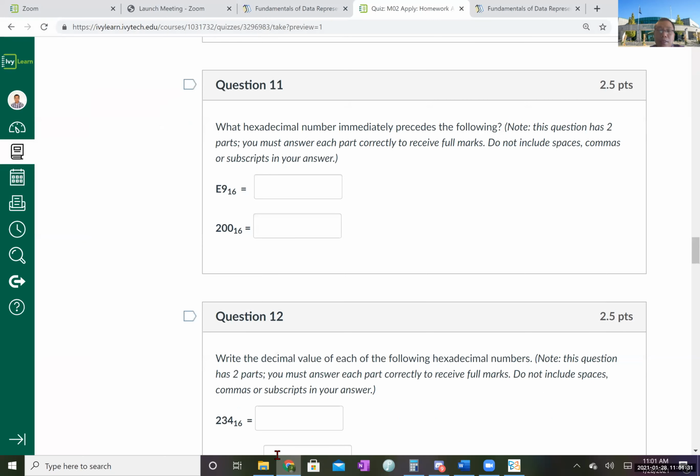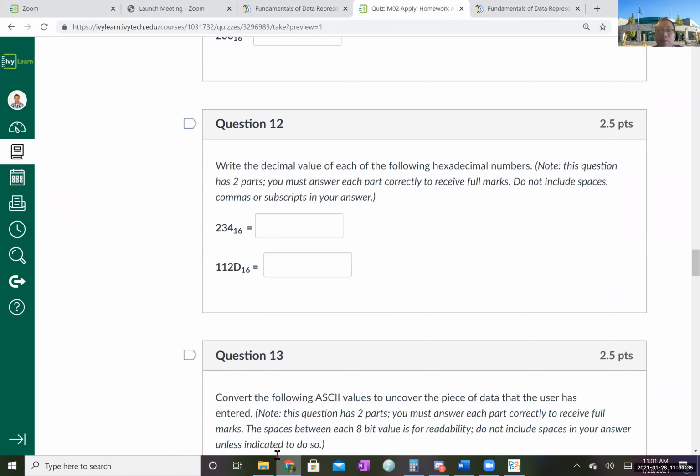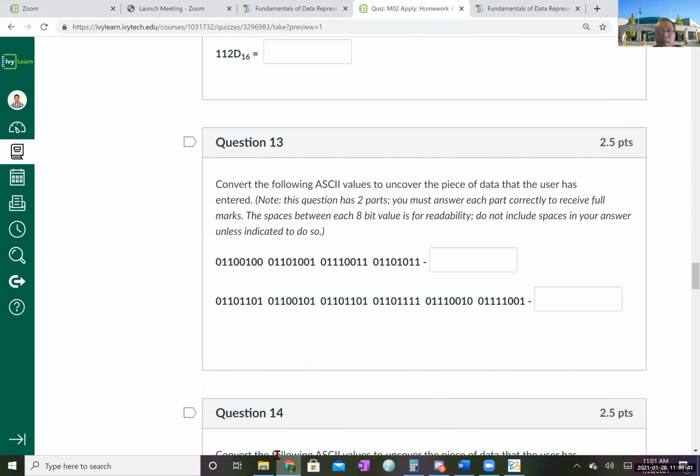Write the decimal value of the following. So you just convert this one from hexadecimal to decimal. And again, okay, here's the ASCII, right? So here's the ASCII here. So you have to convert this one.